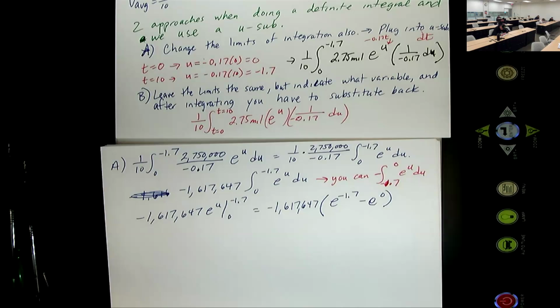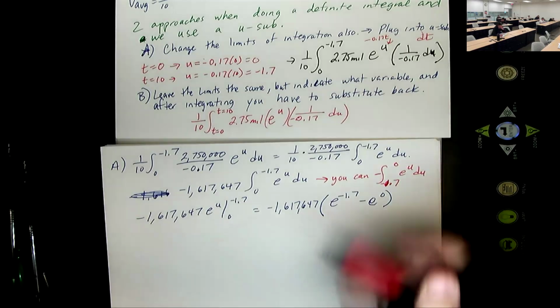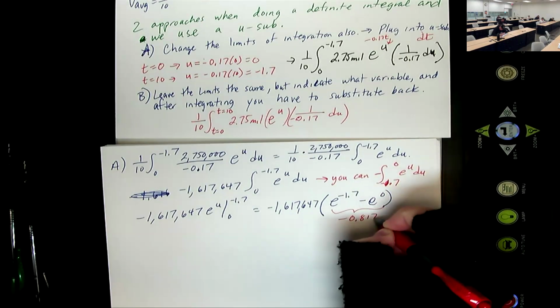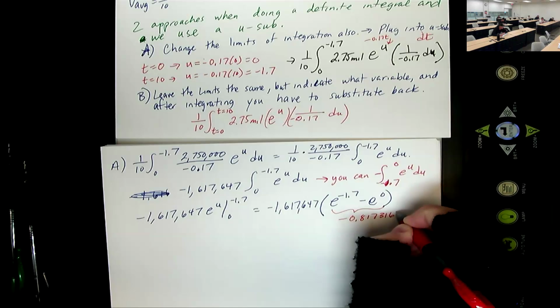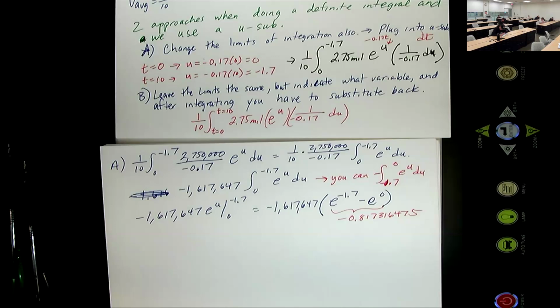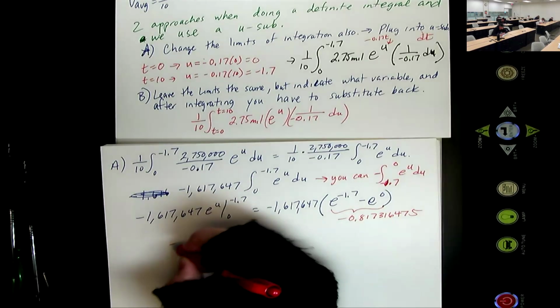I'll do that part in the parentheses real quick. This part right here is negative 0.817316. I'm writing down all the decimals because I got a big number out front too, so I need a lot of decimals here. And when I multiply those together.